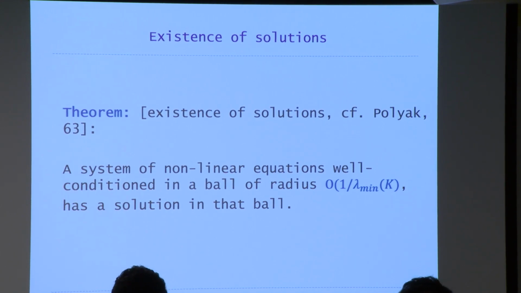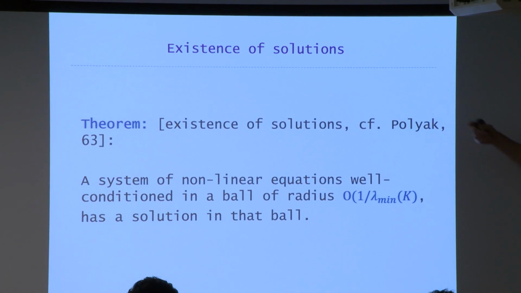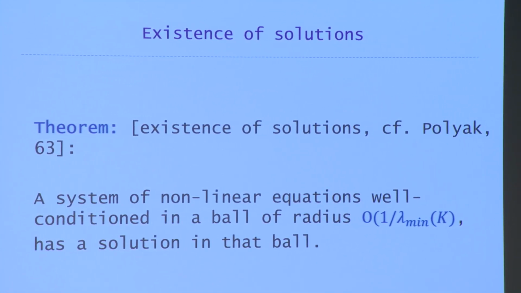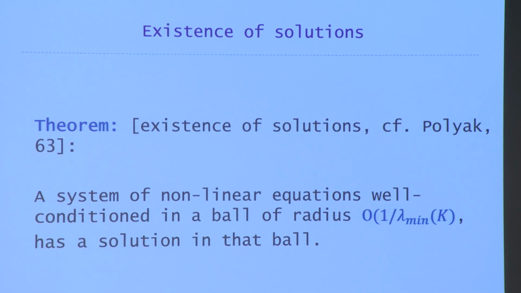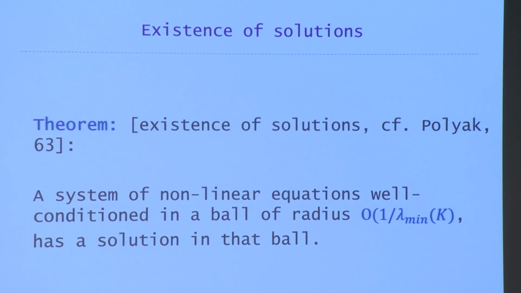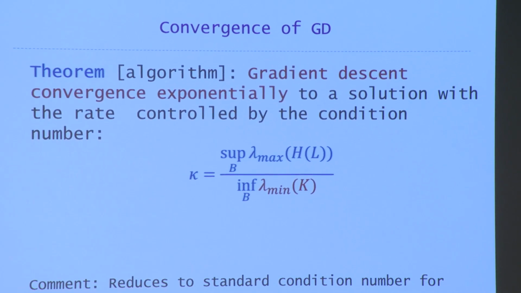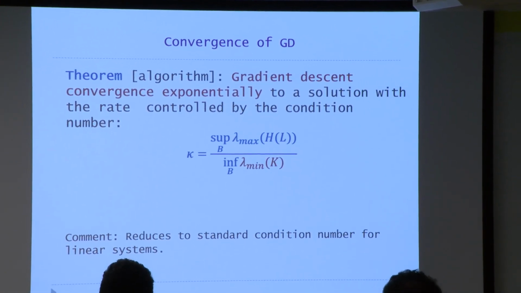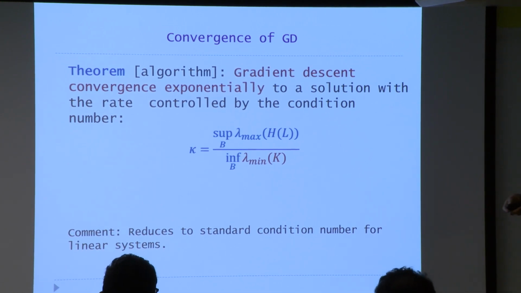Now this is the theorem, which is essentially just a reformulation of the original theorem by Polyak. A system of nonlinear equations which is well conditioned, meaning that it's bounded by some lambda min in a ball of this radius, has a solution in that ball. And that's what we want. Furthermore, this is some variation of Polyak's result, reformulated a little bit in this condition number way.